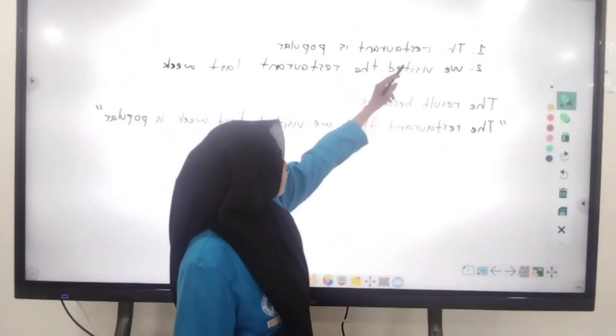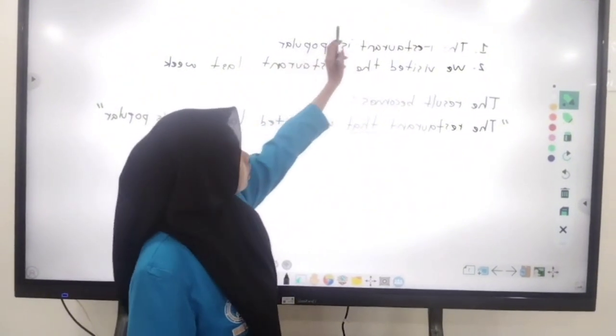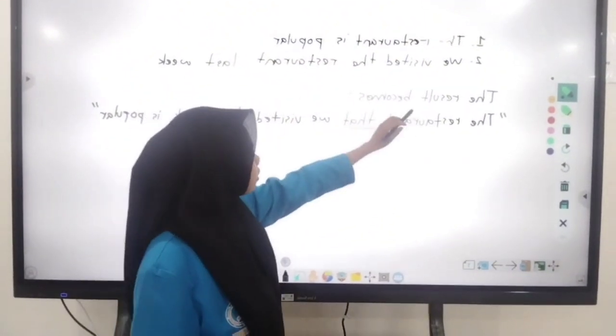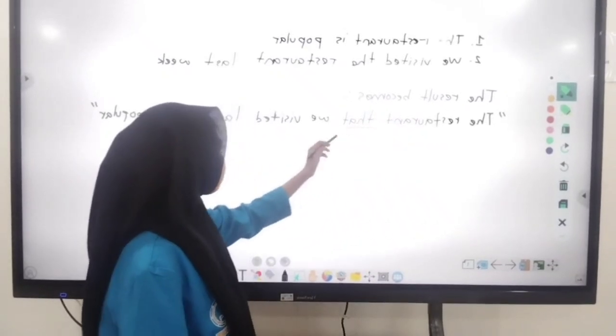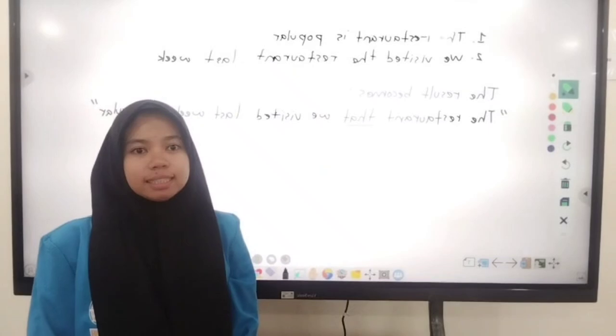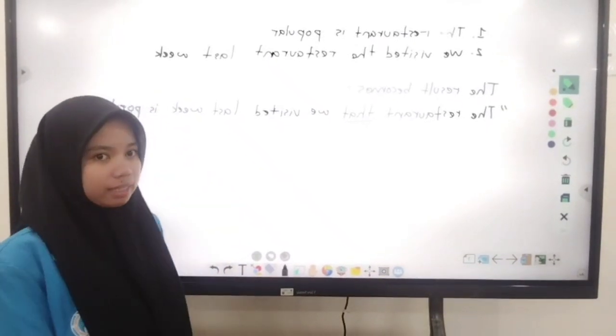Example 1: the restaurant is popular. Sentence 2: we visited the restaurant last week. The result becomes: the restaurant that we visited last week is popular. Again, the clause modifies the object.